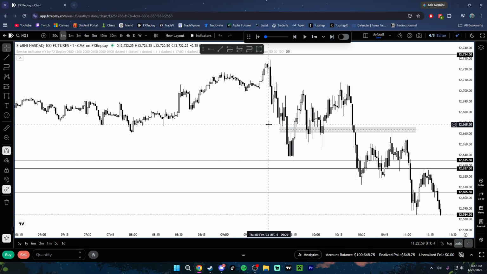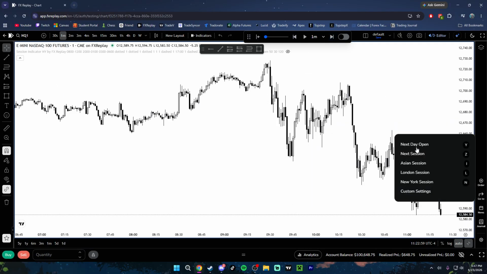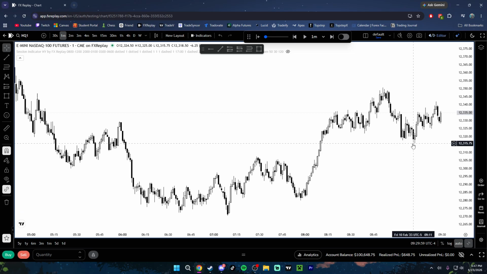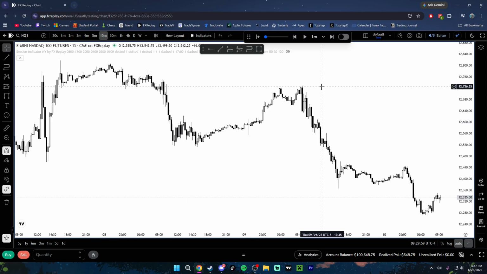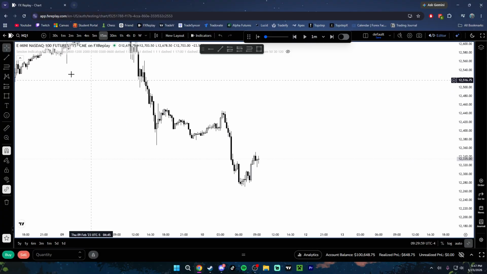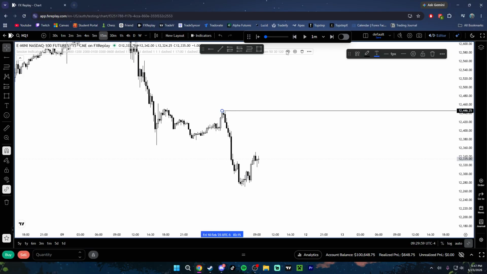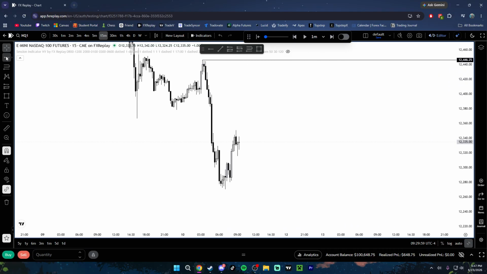Alright, nice save. That's how my bias has just been wrong these days. Alright. Liquidity higher above right here. Let's lock in for us. Right here. So right here.